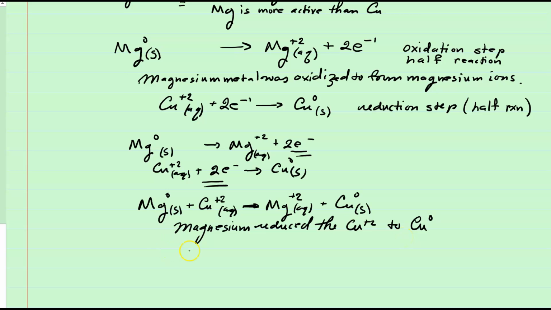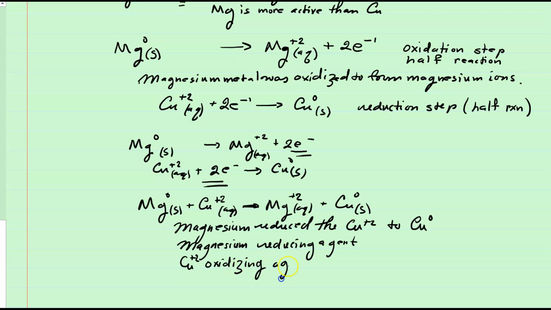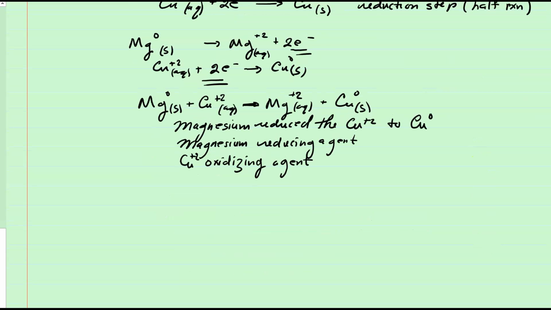So we call magnesium the reducing agent because it's carrying out the reduction, and we call the copper plus 2 the oxidizing agent, because it's accepting the electrons. And so we have an oxidation reduction, or reduction oxidation, known as a redox reaction.